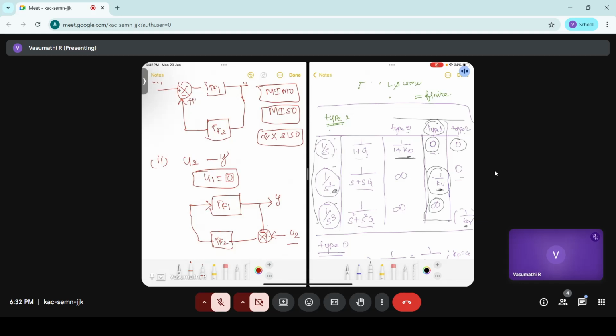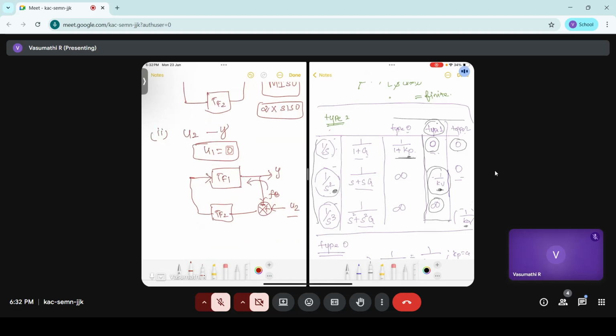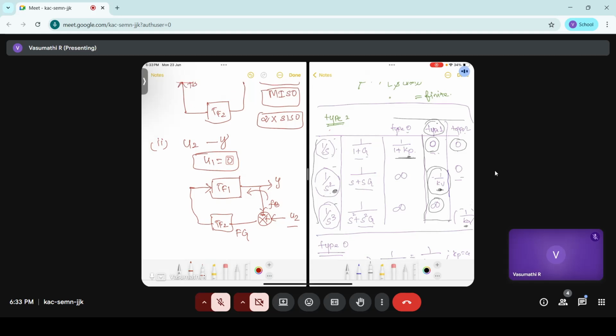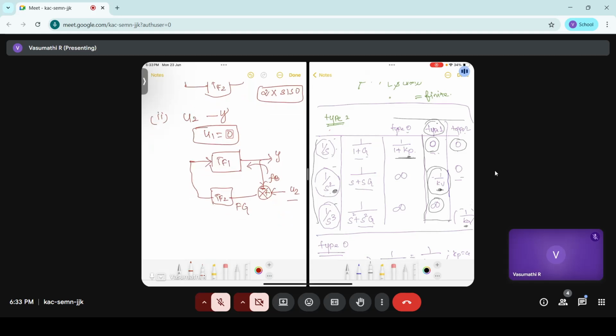Wherever the minus is, there comes the feedback. So here comes the feedback. The one that is coming right next to the negative is the feedback. So here, this will become the forward gain part, and this will become the feedback part. Can you visualize this right now?